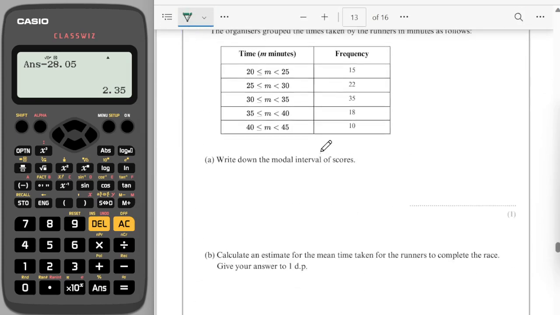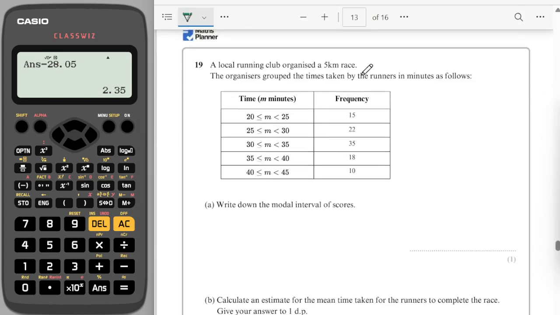Okay, question 19. A local running club organises a 5-kilometre race. The organisers group the times taken by runners in minutes as follows. Write down a modal interval of scores. That's the one that contains the greatest frequency. So that would be 30 to 35.